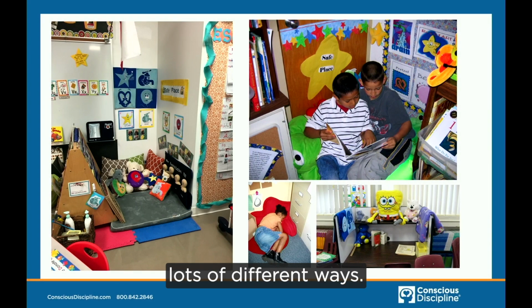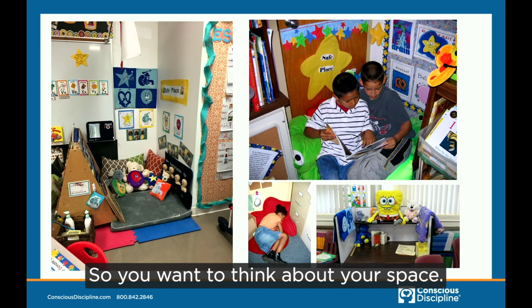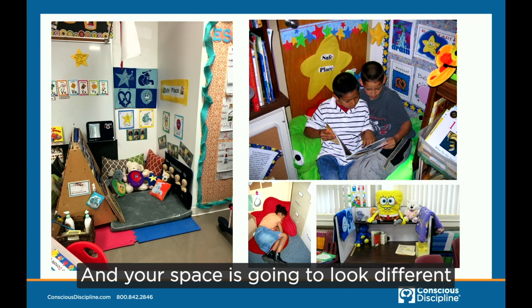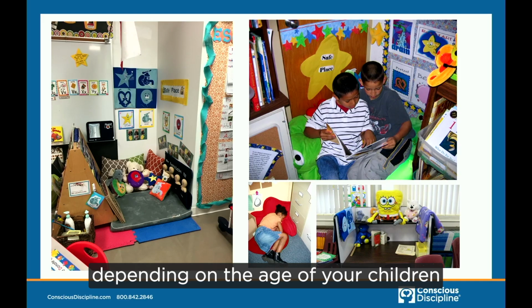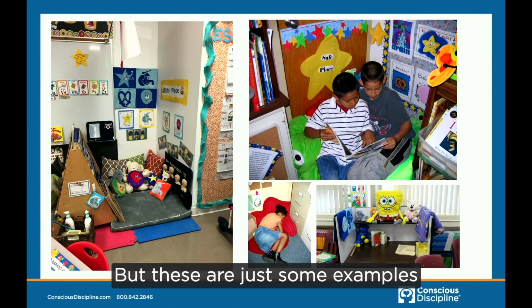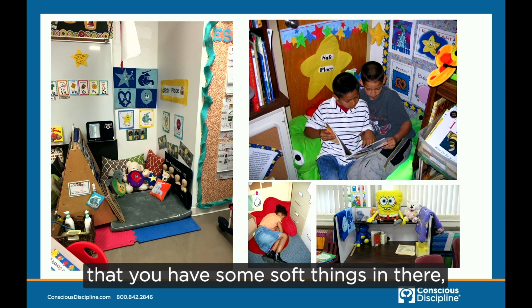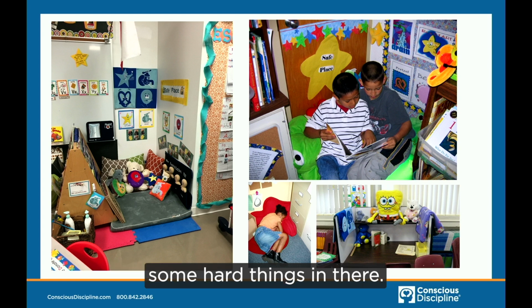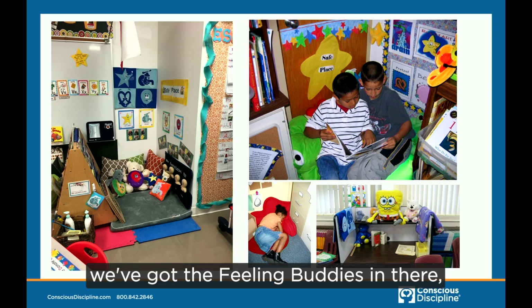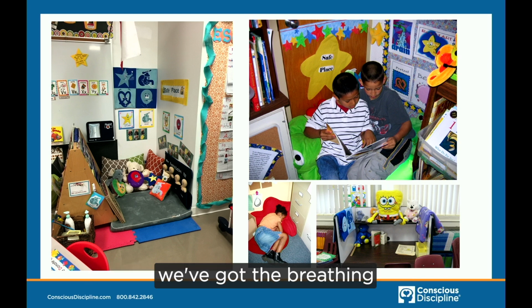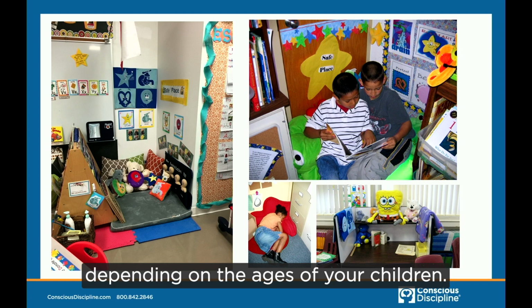The safe place can look lots of different ways. So you want to think about your space, and your space is going to look different depending on the age of your children. But these are just some examples of safe places that you have when you get a little bit older, from your preschoolers on up. You want to make sure that you have some soft things in there, but you also have some hard things in there. So some differences in places to sit. You notice we've got the feeling buddies in there. We've got the breathing icons in there, books that are in there, some things to write. So you're going to put some different things in there depending on the ages of your children.